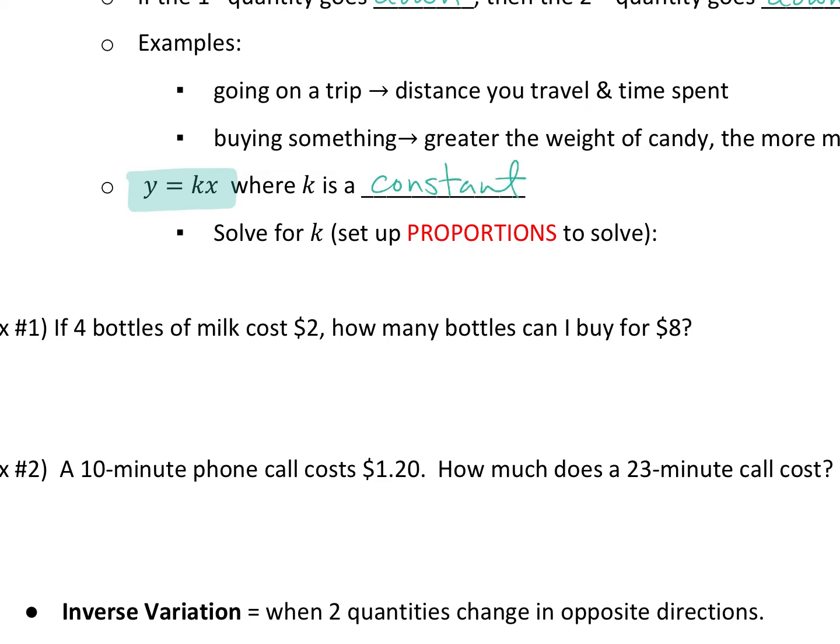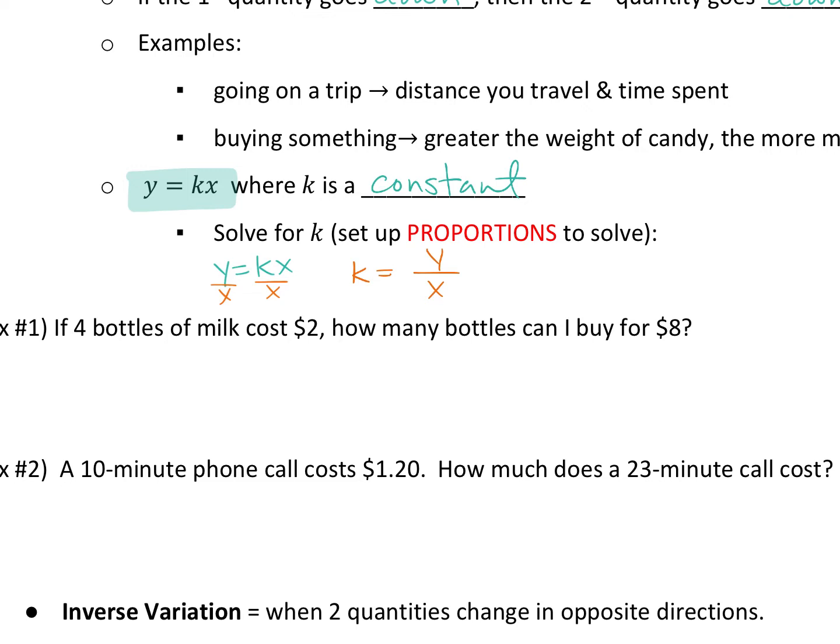Okay, so in solving for k, we end up getting a proportion, right? If I took this equation right now, y equals kx, and I was going to solve for what k is, I would divide by x on both sides. So k is always equal to our y value divided by our x value.